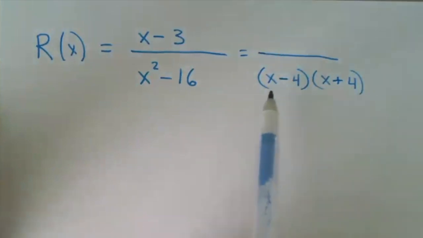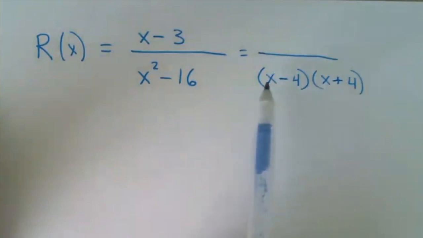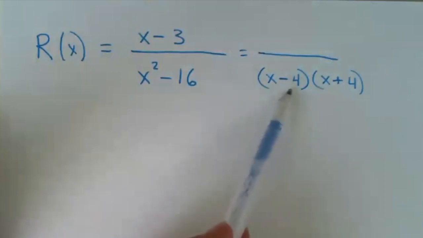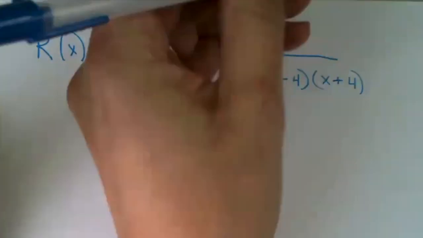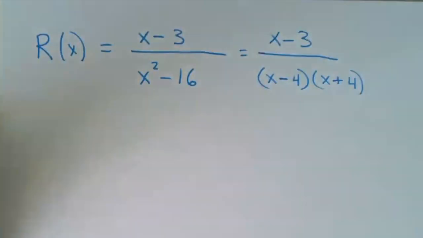But you can see that as we did our FOIL, x times x gets us x squared. X times positive 4 is plus 4x. Minus 4 times x is minus 4x. And that's why those two disappear. And minus 4 times plus 4 gets us our negative 16. And then up top here, we have x minus 3 because that was already in its lowest terms. So there we are.